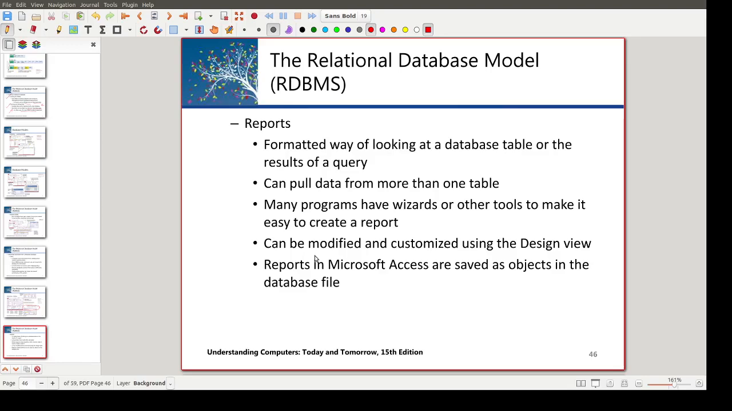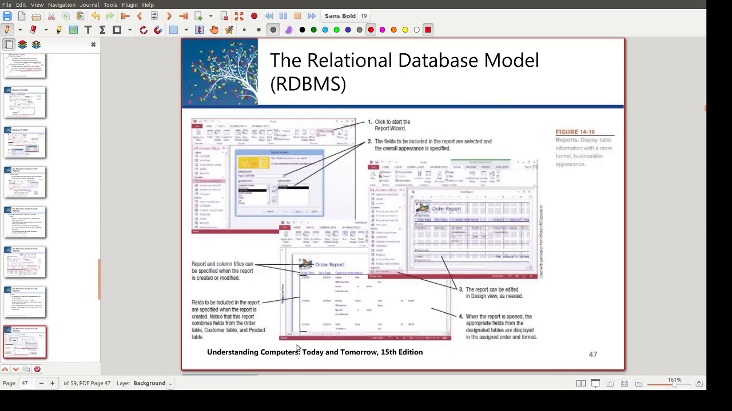this is called a report. It's a formatted way of looking at a database table or the results of a query. It can pull data from more than one table, and many programs have wizards or tools to make it easy to create a report, and it can be modified and customized using the design view. They are saved as objects in the database file. So let us see one example.